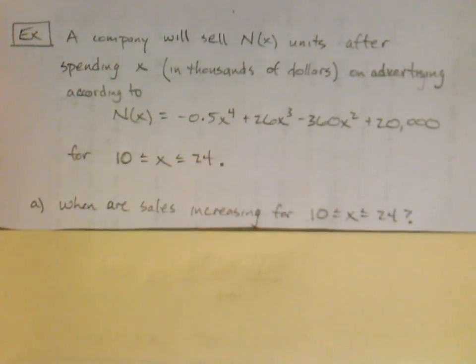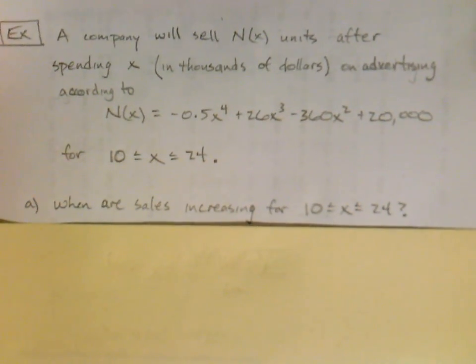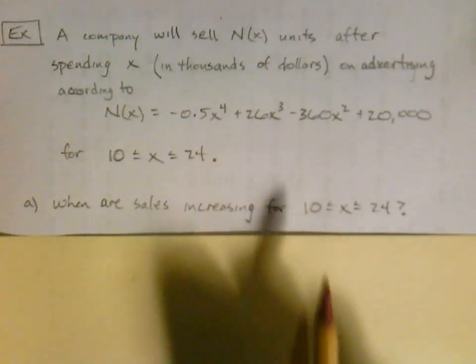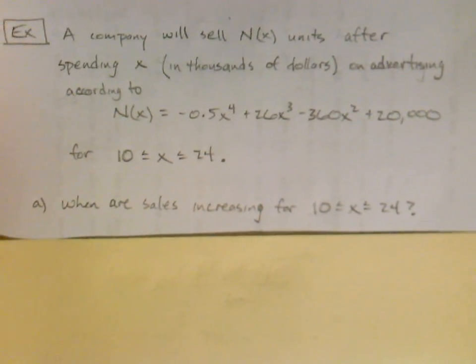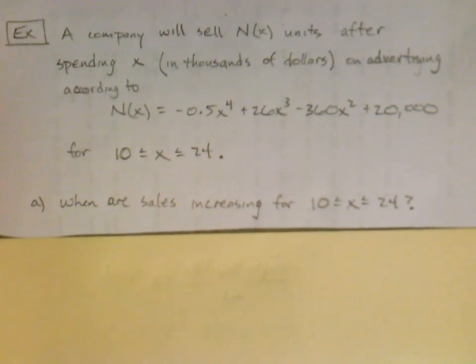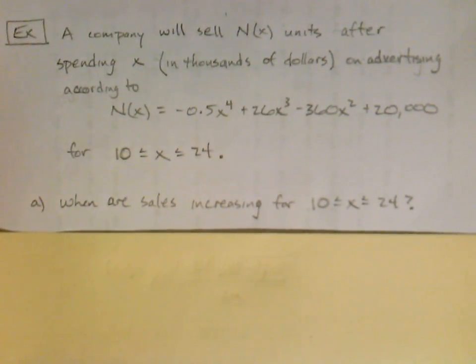Okay, so the first part asks, when are the sales increasing for X between 10 and 24? So we'd like to know how much money should we spend so that our sales are on the rise, right? That would be better than our sales declining. So let's see. Maybe if they don't spend enough money on advertising, then who knows? All right, let's just see what happens. Well, when are the sales increasing? That's actually about the first derivative, right? So that's the increasing test.